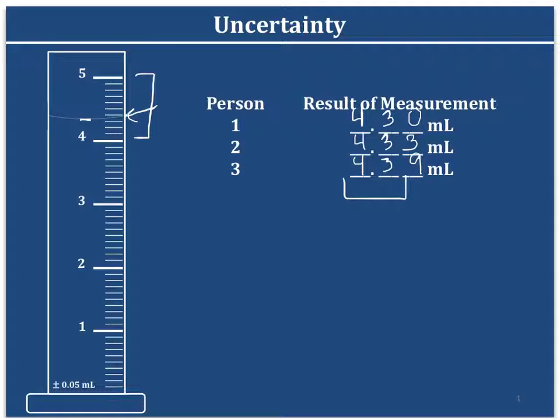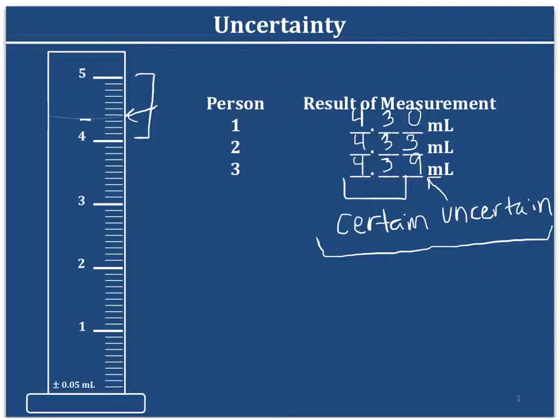These 2 numbers here, these are the certain numbers. And then this number here is the uncertain number. So when you're reporting measurements, you should always report all of the certain numbers, of course, and then you should report your first uncertain number. And these are significant figures, or you'll see the abbreviation sig figs.